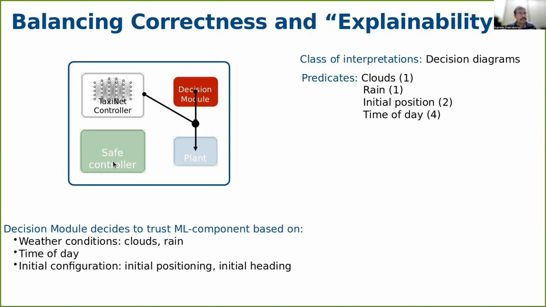For our purposes, we are trying to understand this decision module. So it does not matter what the safe controller is. Here is a question: the time of the day, how can it be a predicate, because it could be morning, afternoon, night. So we basically bucket. We say whether the time of the day is between 8 a.m. to 12 noon, or 12 noon to 4 p.m., or something like this. For all of these, the initial positions also we can bucket them.